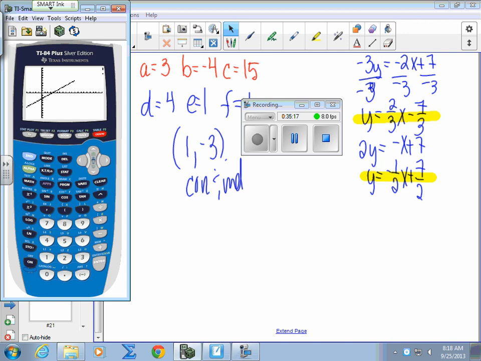Alright, in hope that we can find where the two lines intersect, what we'll do is go to second trace, choose intersect, which is 5. We're on the first curve, so we'll hit enter. It jumps to the second curve, so we're going to hit enter. And then it says, do you want to guess? Yes, so we're going to guess. And it gives us the intersection point.